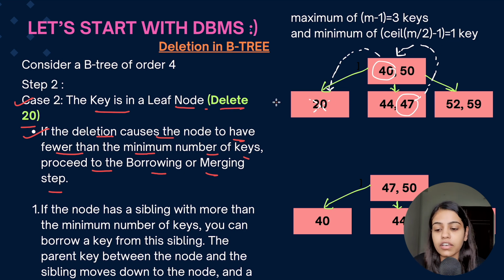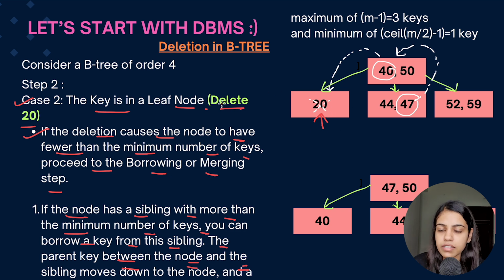So what I'll do is, if the node has a sibling with more than the minimum number of keys, you can borrow a key from the sibling. The parent key between the node and the sibling moves down into the node. Here I have to delete 20. What I'll do is find the immediate sibling of 20.